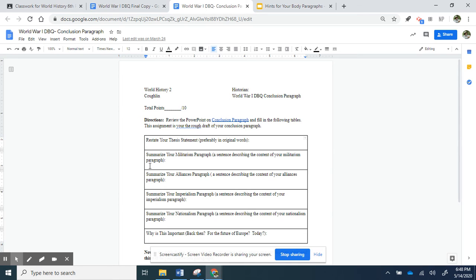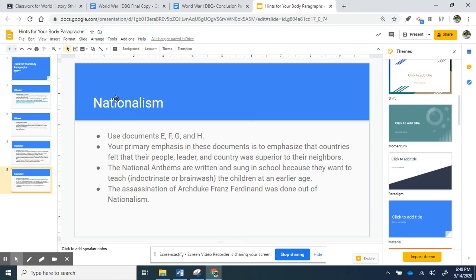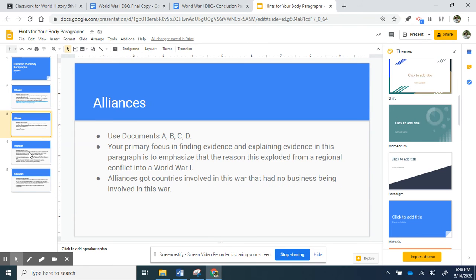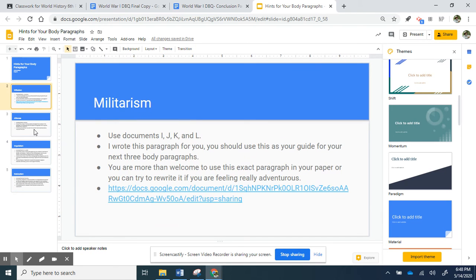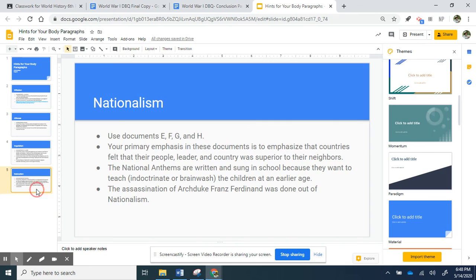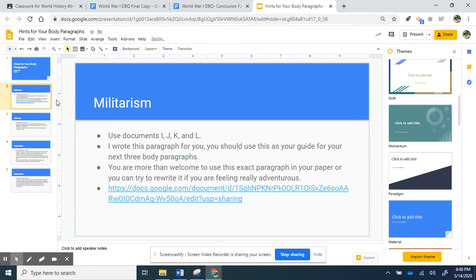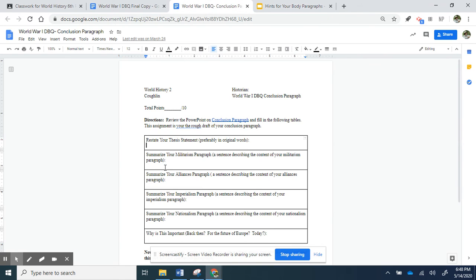You're going to summarize your militarism paragraph in a sentence. You're going to summarize your alliances paragraph in a sentence. Hint, hint: use these. You don't have to go back and find new evidence. Just use the ideas emphasized in here and put them into your own words. You don't have to do more than a sentence for each.